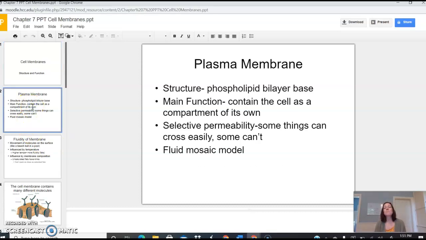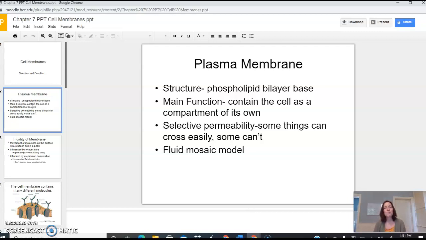The plasma membrane is mainly composed of a phospholipid bilayer. And a phospholipid, just to refresh your memory, has two fatty acid tails that are hydrophobic. They're nonpolar, so they repel water. And then there's a phosphate head, which is polar and hydrophilic. So the heads point out of the cell and into the cell, and the fatty acid tails are kind of wiggling towards each other. And I'll show you a couple pictures coming up. That's the main part of a plasma membrane.